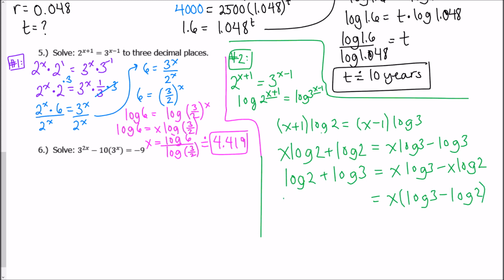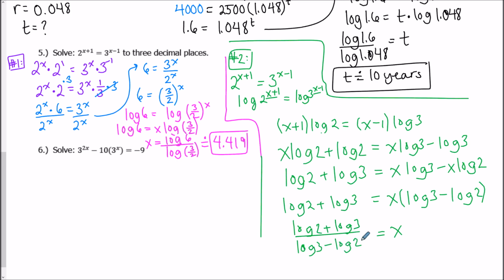Okay, and then on this side, I'm just going to copy everything down. So this is still going to say log of 2 plus log of 3. And then the last thing I need to do is divide out this log of 3 minus log of 2. So that means that x would equal log of 2 plus log of 3 all over log of 3 minus log of 2.